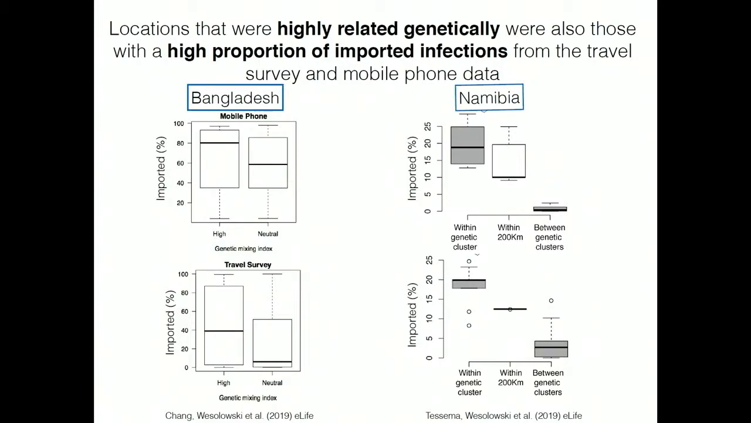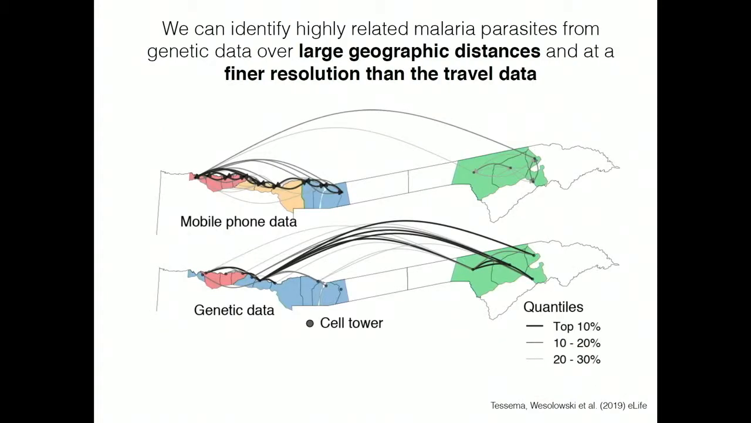So what we roughly find is that the mobile phone data and the travel survey data, compared to the genetic data, seem to be identifying similar locations. Where there's evidence from mobile phones that lots of parasites are probably being imported, we also see evidence that those places have highly related parasites that are further away. But there is also a lot of noise between those two different types of data sets. And we do see fairly similar results between Bangladesh and Namibia, that on big-picture, broad scales, they can identify some similar locations. But ultimately, we want to say something on finer scales and be able to identify how related these data sets are.